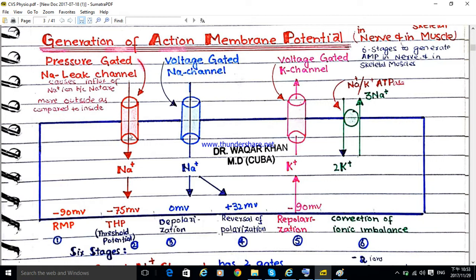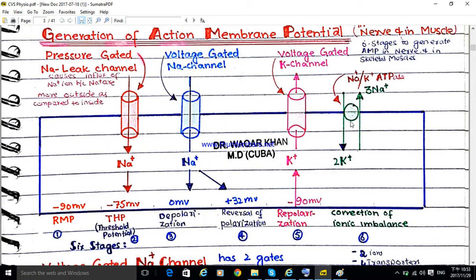Now for action membrane potential we have a total of 6 stages, as you can see, 1, 2, 3, 4, 5, 6 stages, and 2 ions, sodium and potassium, and 3 transporters: voltage gated sodium channel, voltage gated potassium channel, and sodium potassium ATPase. It will give you an idea about how the action membrane potential will be generated.